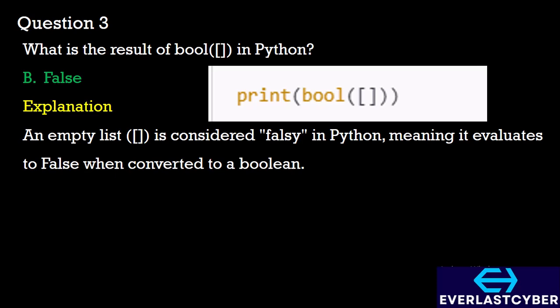An empty list is considered falsy in Python, meaning that it evaluates to false when converted to a boolean.